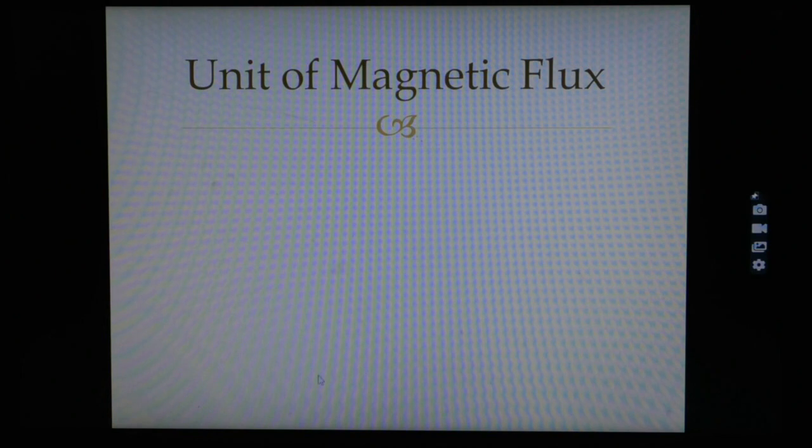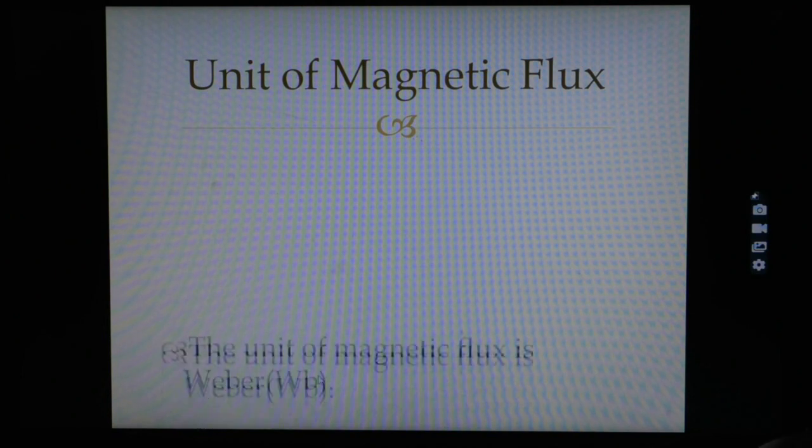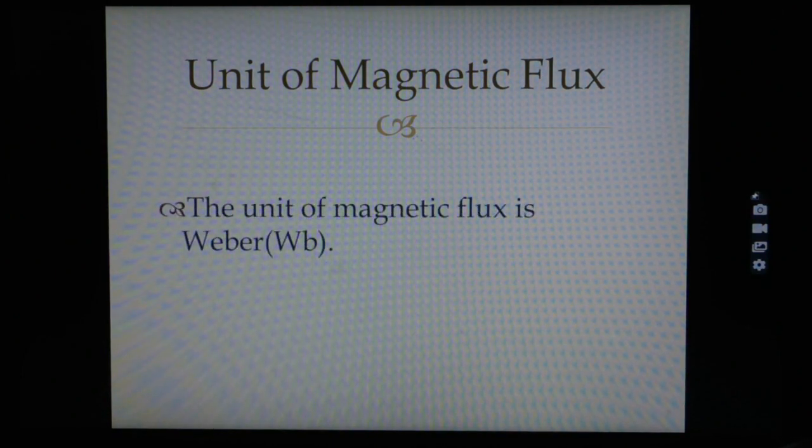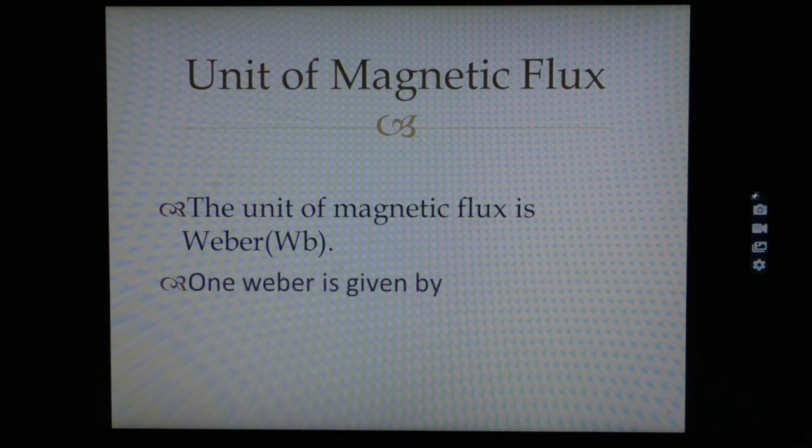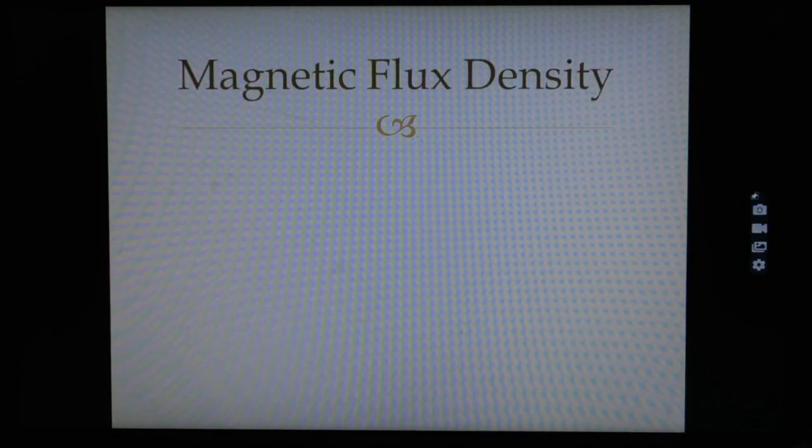Now we come to the unit of magnetic flux. The unit of magnetic flux is Weber. The symbol is W, capital W and small b. What is 1 Weber? 1 Weber is equal to 1 Newton meter over Ampere.